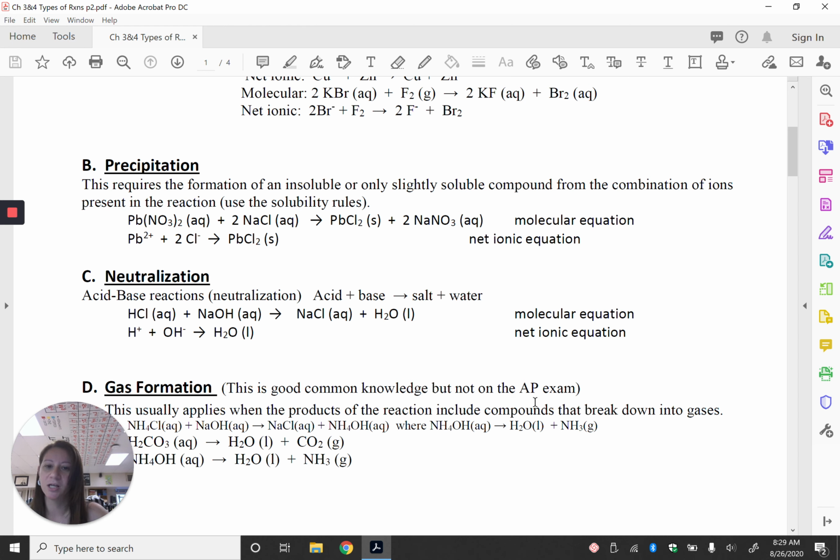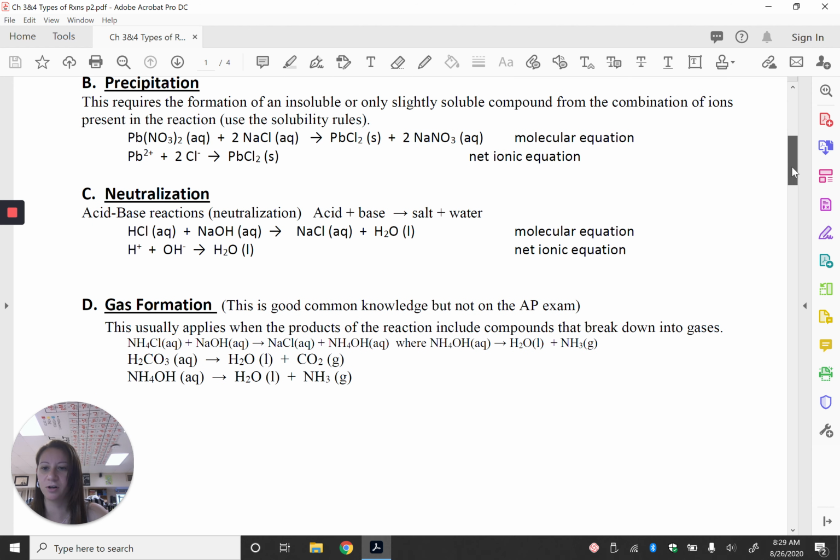The type that I have here on D is not on the AP exam, so you don't need to know this, but it is something that you would probably cover in college, so I just wanted to have it in your notes, and that's gas formation, which is another type of double replacement. So if you look at this one, NH4Cl and NaOH react together, you form NaCl and NH4OH. And on first glance, it seems like there's no reaction, right? Because those are both soluble. But in reality, this ammonium hydroxide is really ammonia and water.